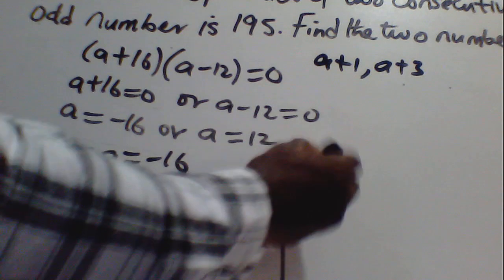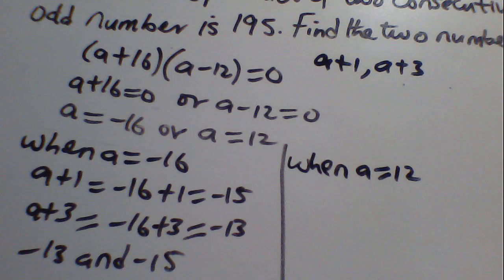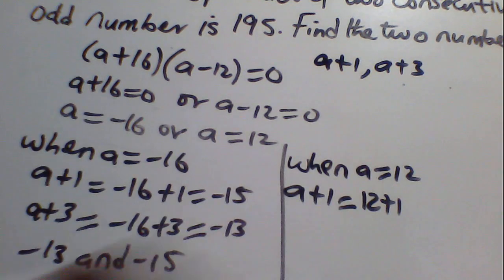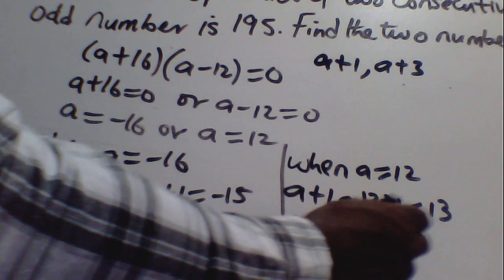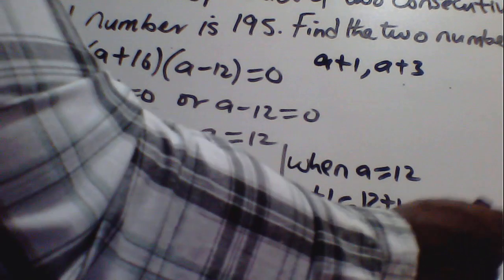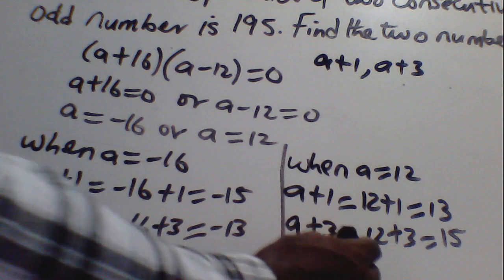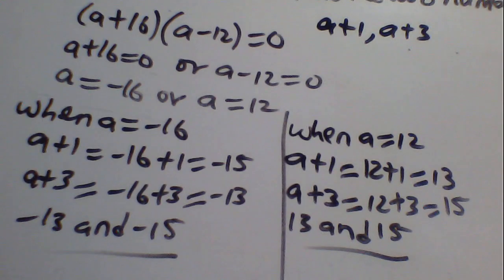But when A is equal to 12, you have A plus 1 equal to 12 plus 1, and this gives us 13, and A plus 3 will give us 12 plus 3, and this gives us 15. So the consecutive odd numbers will be 13 and 15. So any of these two odd pairs, or two consecutive odd numbers, will definitely give us 195.